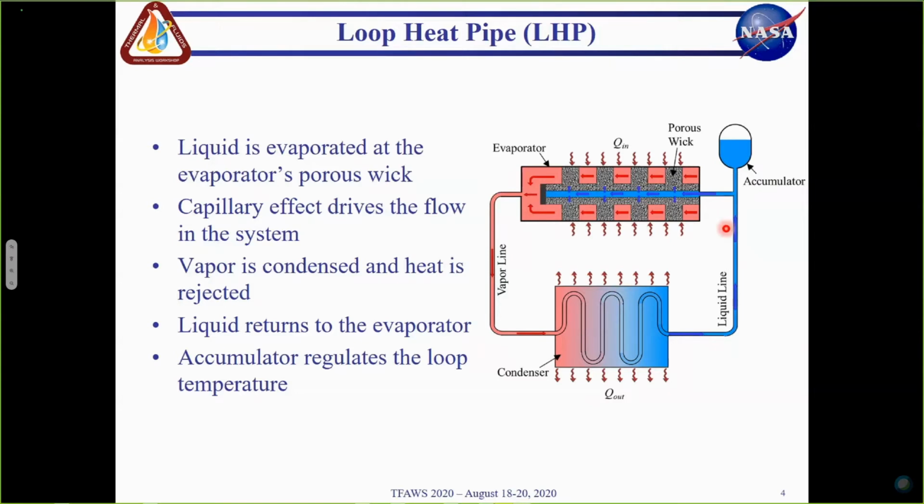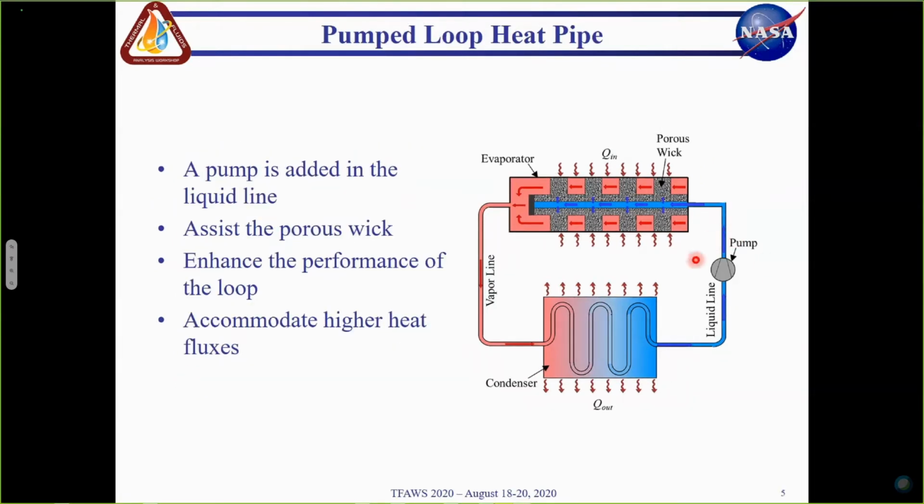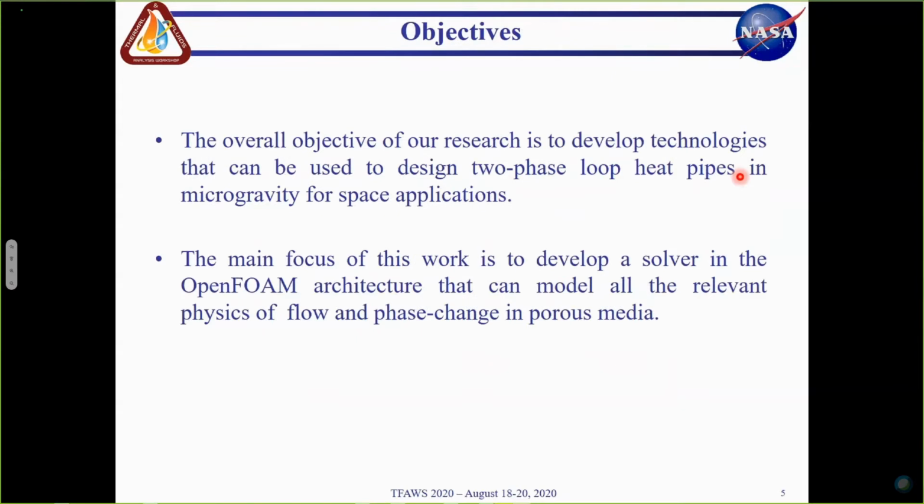The porous media inside the evaporator can produce pressure by the action of capillarity, and this pressure can drive the fluid to flow through the whole loop. If there is a pump in the liquid line, that will eliminate the need for the accumulator here, and this will assist the porous media for the fluid circulation. This system can accommodate higher heat flux.